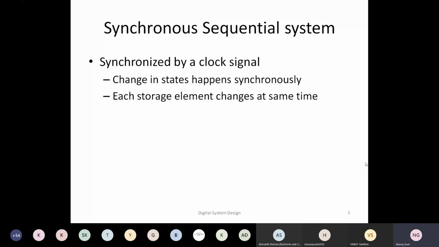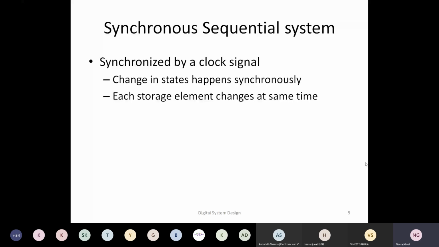Okay, so in this talk, from now onwards, whenever we are talking about sequential systems, we focus only on synchronous systems. We mean only synchronous sequential systems. So synchronous sequential systems we are using synonymously for sequential systems.